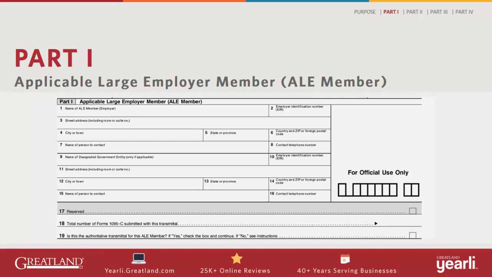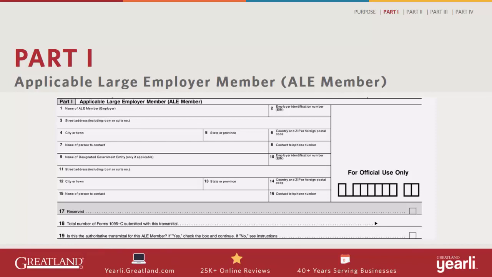The name and telephone number of a person that IRS can contact if they have questions about the 1094-C or corresponding 1095-C forms should be entered on lines 7 and 8. Lines 9 through 16 are only completed if a designated government entity, or DGE, is filing on behalf of the applicable large employer. Otherwise, these lines may be left blank. A DGE is a governmental unit that has been delegated reporting responsibilities of another governmental unit.